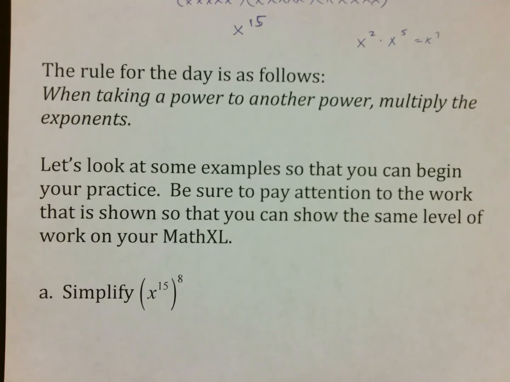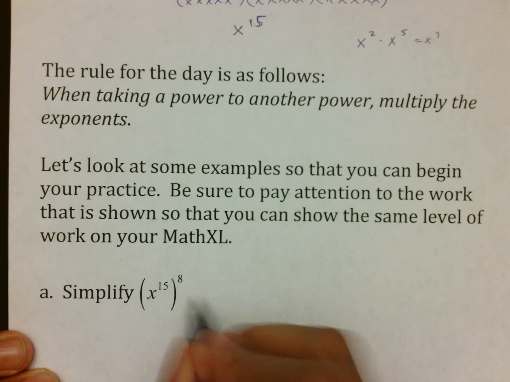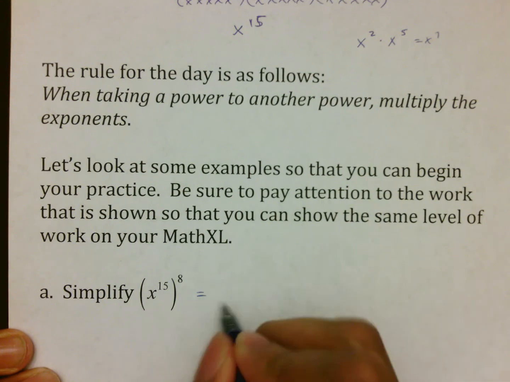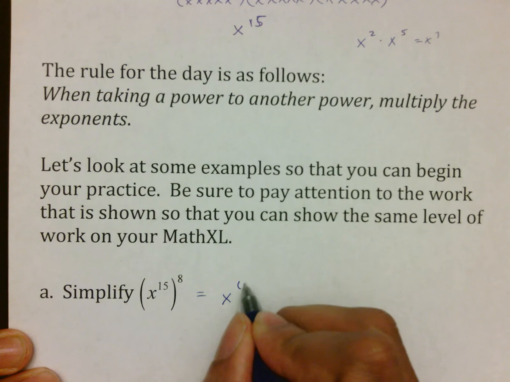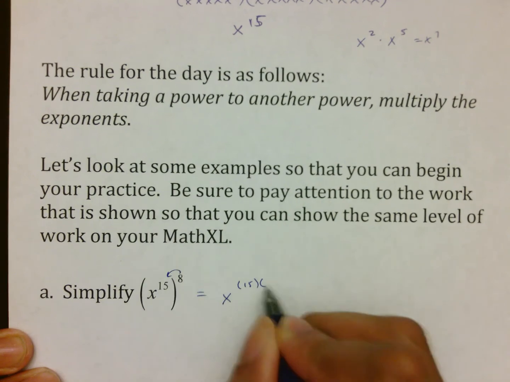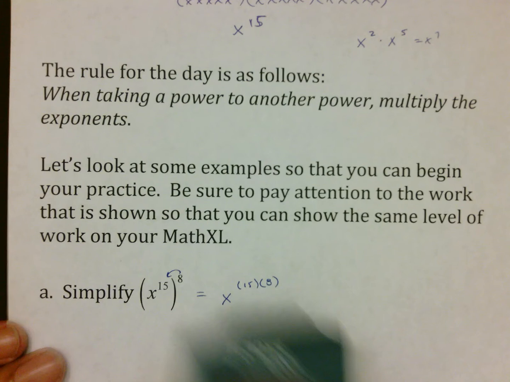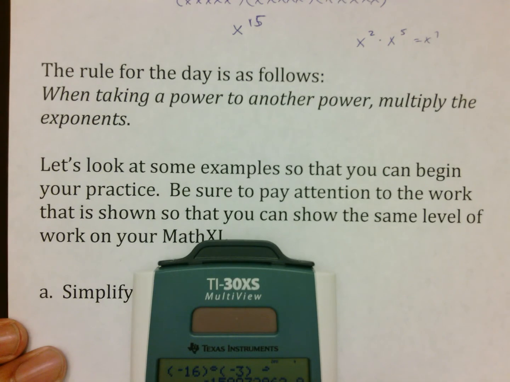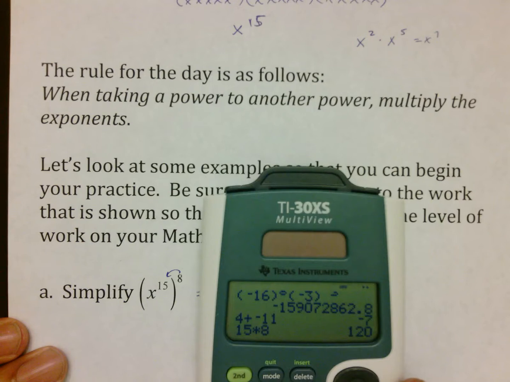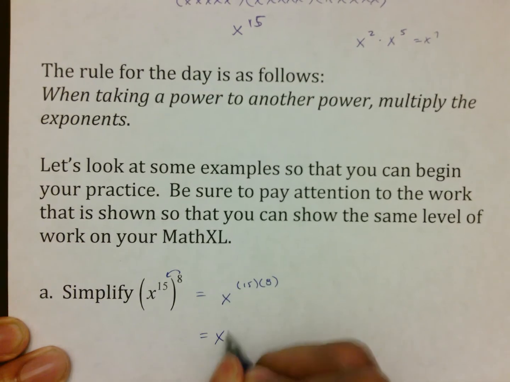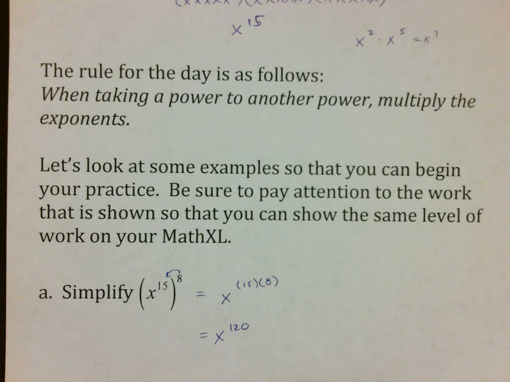So let's look at some examples so you can begin your practice. Make sure you pay attention to the work that I'm showing, because there are a lot of questions on your homework that require you to show work on your Math Excel. So you will not just answer it, you will actually write out x to the 15th times 8, because this is like a distributive property, and then you will do 15 times 8 to get the answer of 120. So this equals x to the 120th. This 8 on the outside of the parentheses is going to drop down and multiply by whatever the power is on the inside, and that is all there is to it.